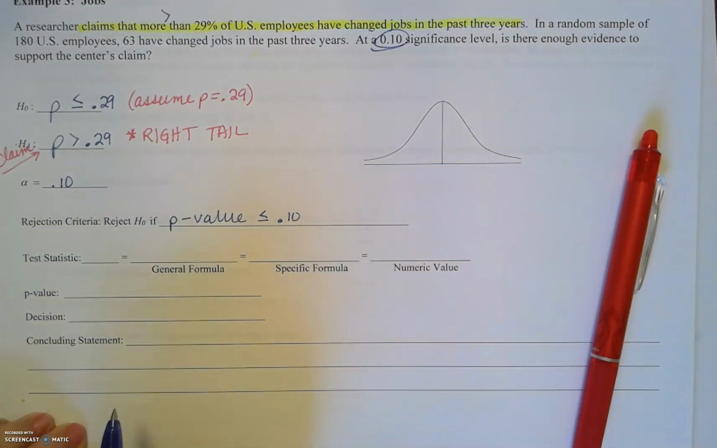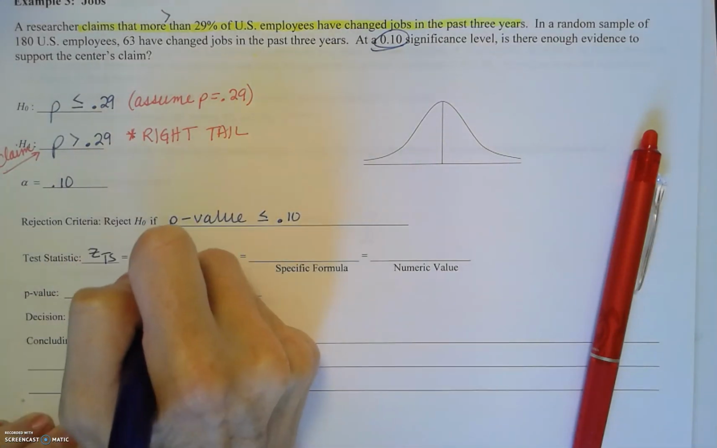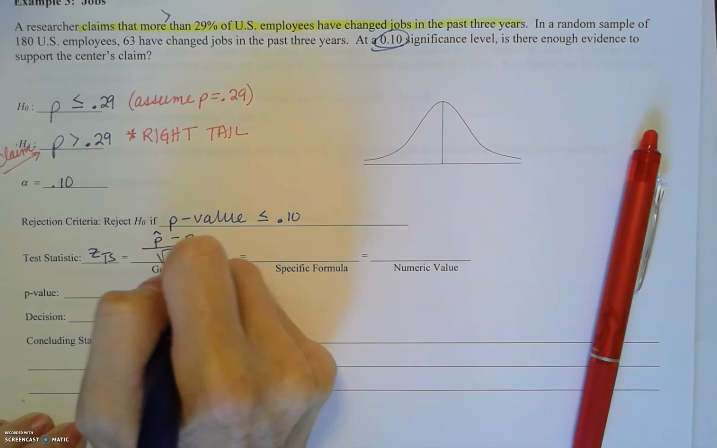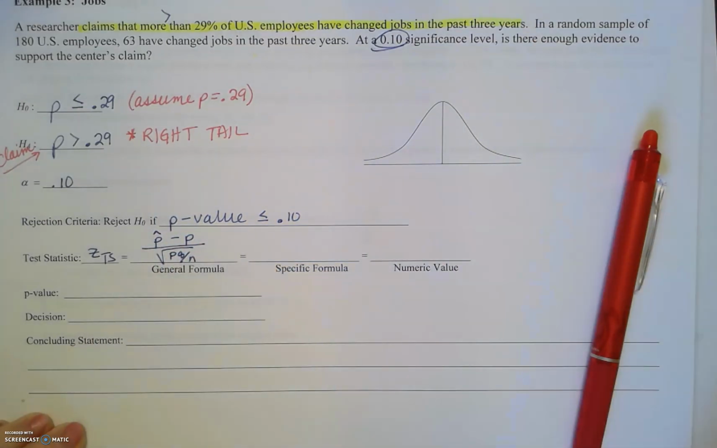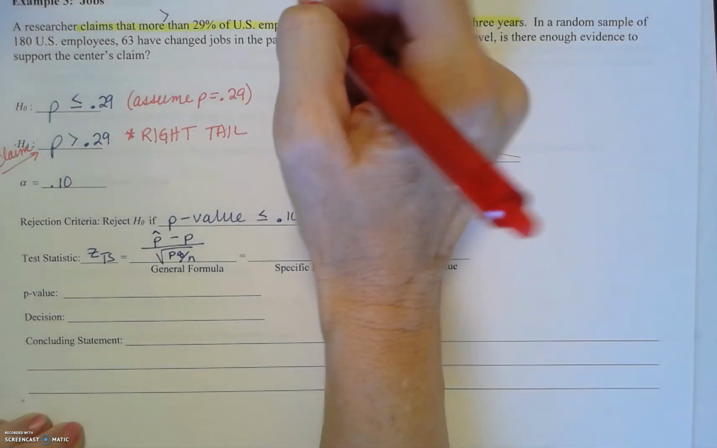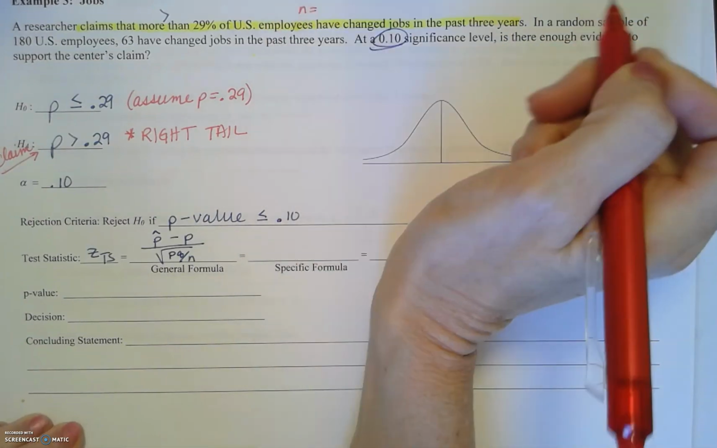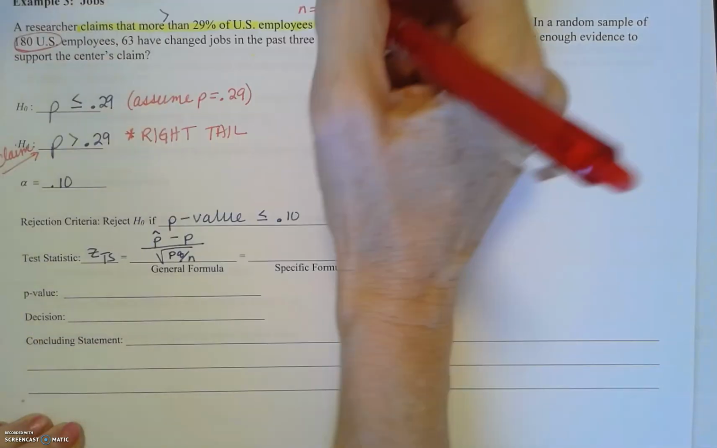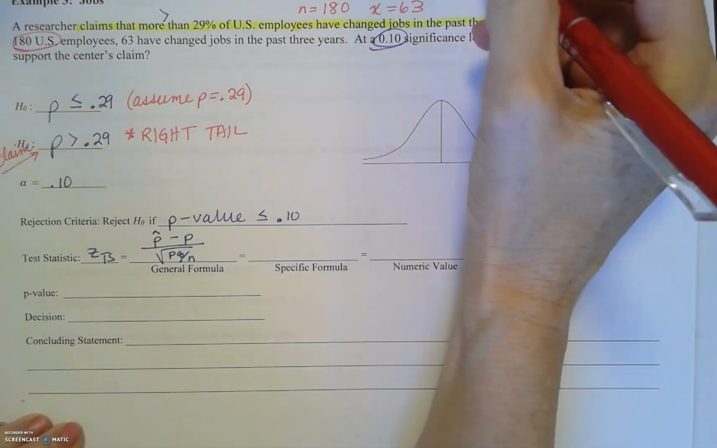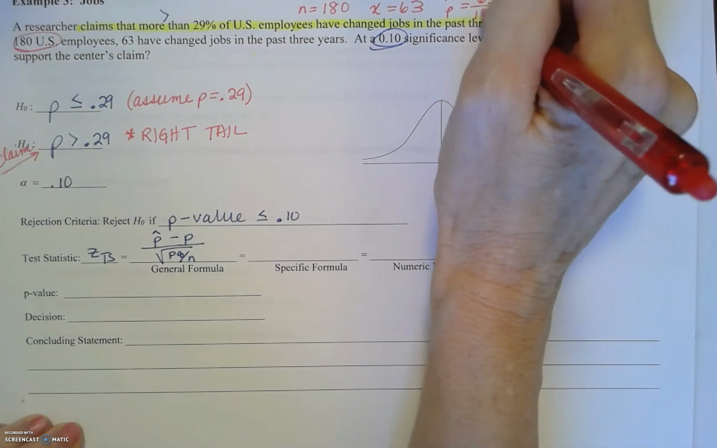That leaves our test statistic and our p-value. Our test statistic is our z-test statistic. Remember, it's going to be p hat minus p, which is our claim proportion, divided by the square root of p, q over n. Let's look and find those values. For our p hat, we're going to have to use our sample size and our x value. So n, it says in a random sample of 180 U.S. employees, so n is 180. X is going to be 63 people have changed jobs in the past 3 years. That means p hat is going to be 63 over 180.